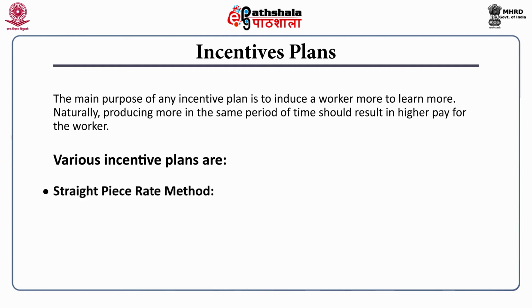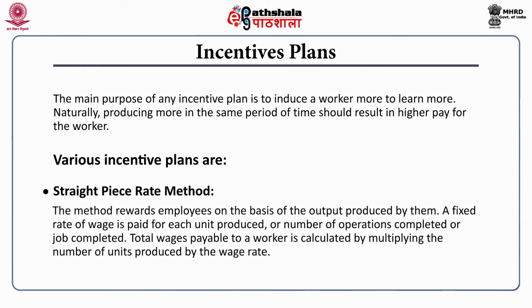Straight piece rate method. The method rewards employees on the basis of the output produced by them. A fixed rate of wage is paid for each unit produced, number of operations completed, or job completed. Total wages payable to a worker is calculated by multiplying the number of units produced by the wage rate. There is generally a guaranteed hourly rate for workers who are unable to attain the standard output, in order to pay the minimum day wages.